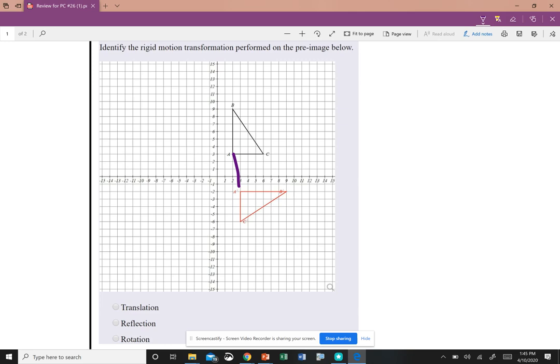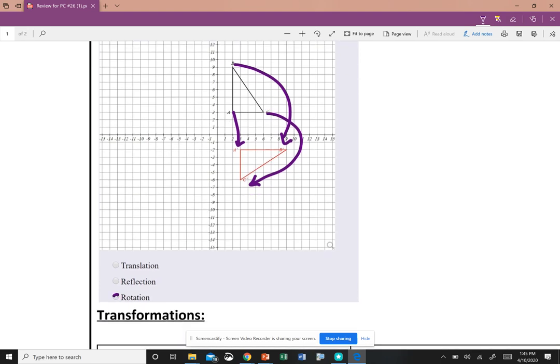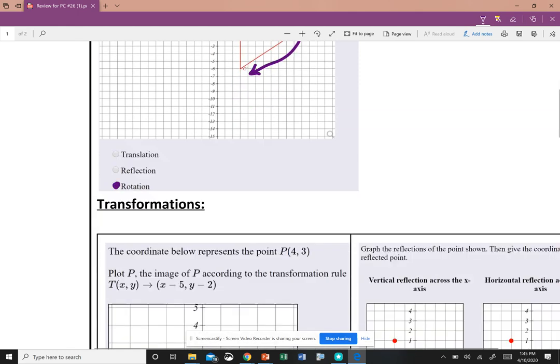A went from here to here. C went from here, clear the crap over there. And B went over there. Did I flip it over? No, everything's kind of still in the same place. Did I just slide it? No, because it changed directions. So this is solidly a rotation. I love it. You guys are so smart.